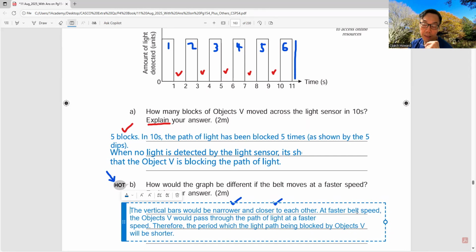So this is a technical explanation. At a faster belt speed, object V would pass through the path of light at a faster speed. Therefore, the period which the light path is blocked by object V will be shorter.